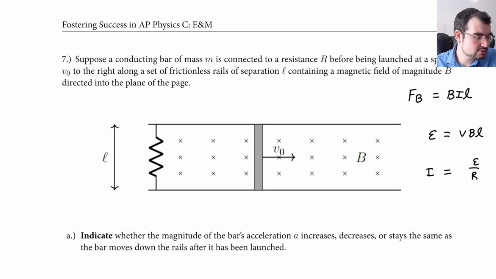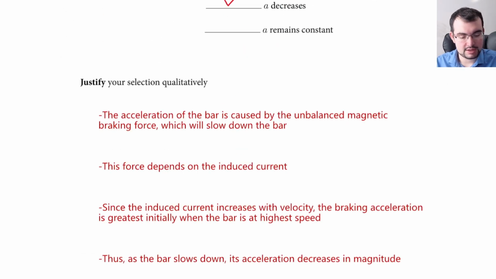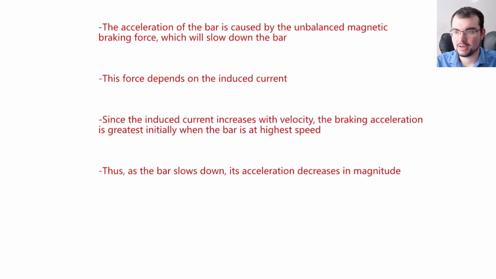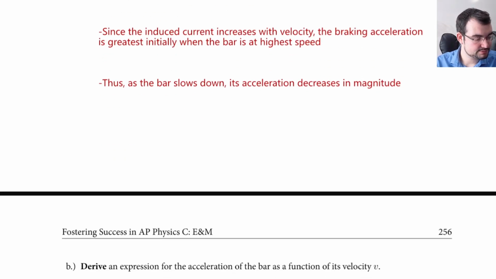Now, if we start plugging them into each other, that's the realm of derivations. But realize that your bar is going to slow down. So if your bar slows down, that's less speed. You have less speed, you have less EMF, you have less current, so less Bill force, so less force, so less acceleration. That's a huge chain of reasoning here. The acceleration of the bar is caused by the braking force, which slows down the bar. This force depends on induced current, and since induced current increases with velocity, the braking acceleration is greatest initially when the bar is at highest speed. So as the bar slows down, its acceleration is going to decrease because the Bill force is going to decrease.